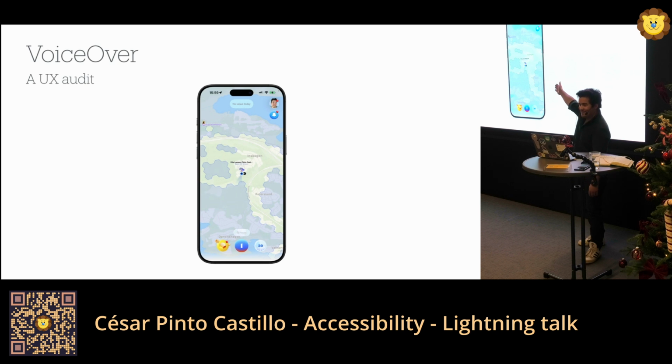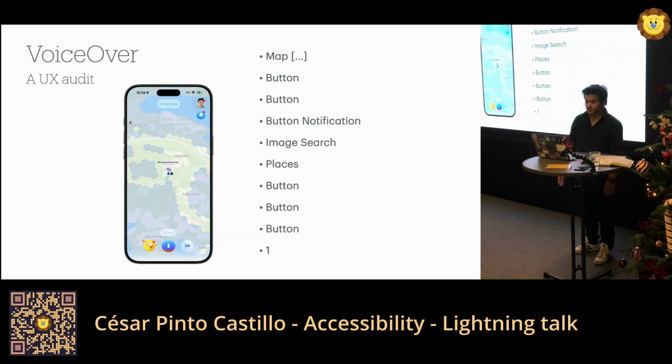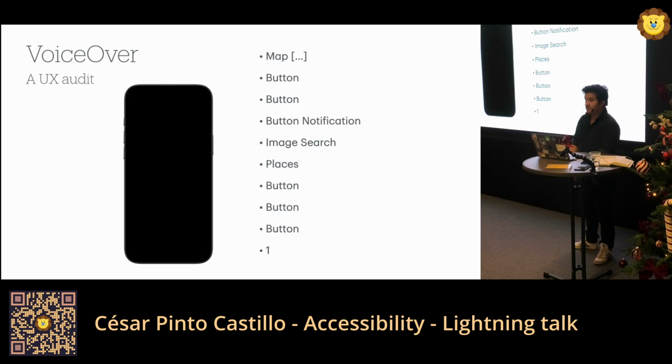This is Bump. So this is a super quick UX audit. So this is like the first screen we see when we start Bump. And as a user, you see the interface and you can kind of figure out how this works. You see a few buttons, you see a few things. Awesome, cool. For a VoiceOver user, you actually only see this.